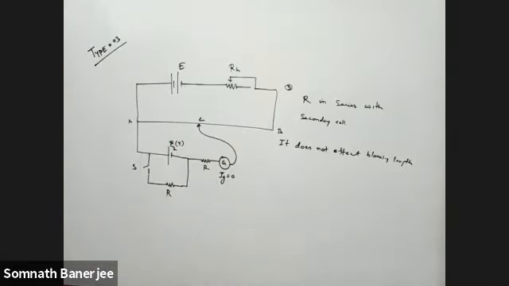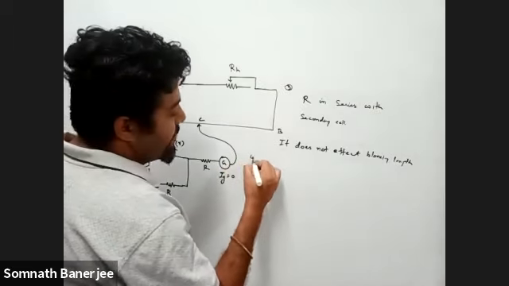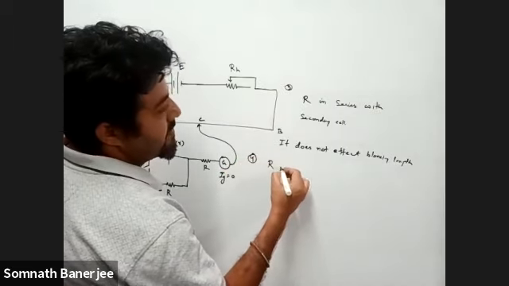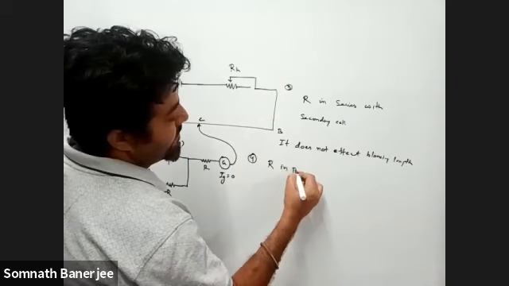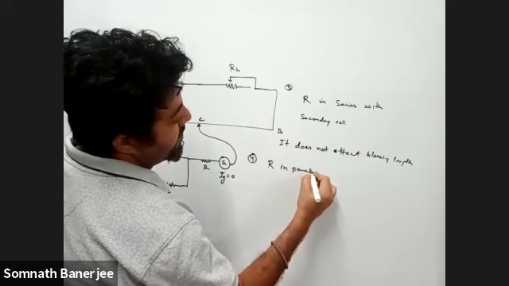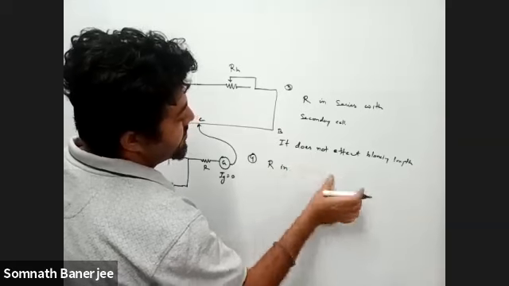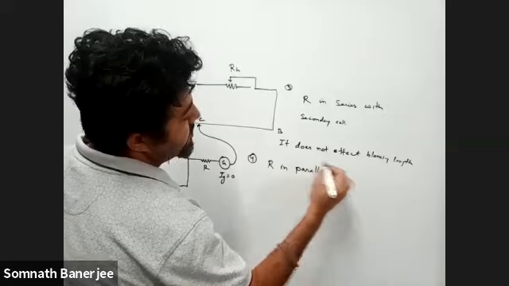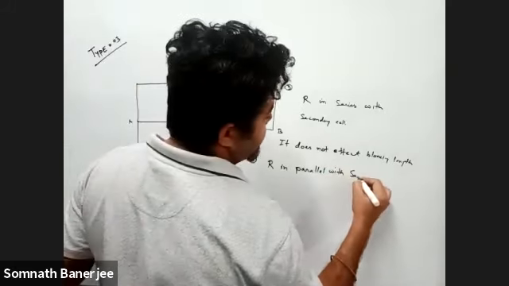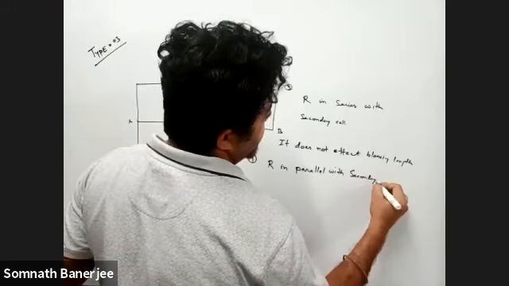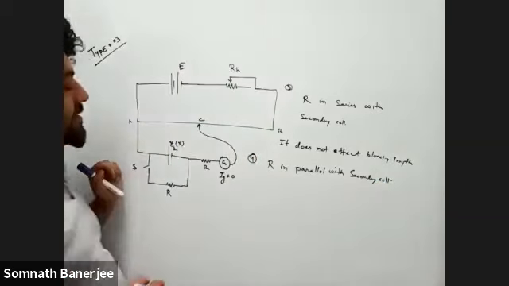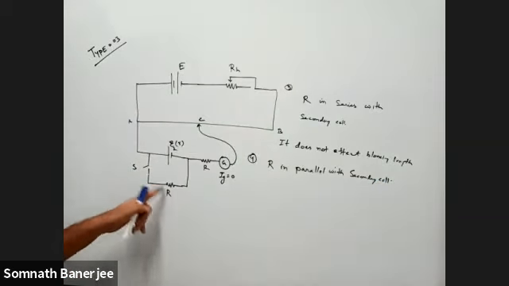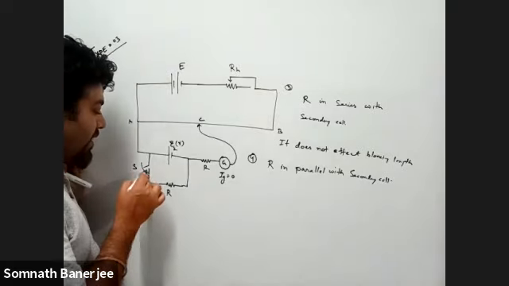So it does not affect the balancing length, because if you connect the resistance in series with the open circuit cell, it does not affect. The fourth one, R is in parallel with secondary cell. अगर मैं रेजिस्टेंस को पैरेलल लगाऊं विद सेकेंडरी सेल, तो क्या होगा?